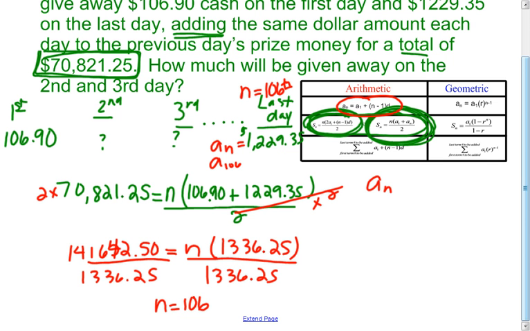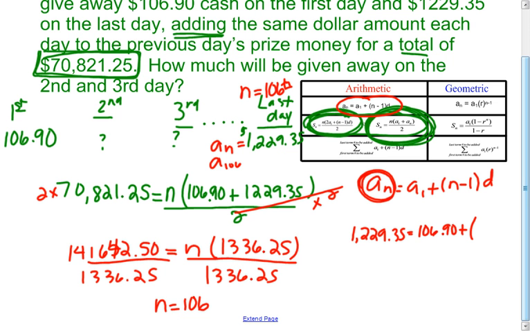So I'm using this formula now. Again, what you want to plug in here is the value that's plugged into a certain spot on your thing. So I know that the last term is $1,229.35. And I know that the first term is 106.90. And I know that this number right here is in the 106th spot. So I can put 106 in for n and then solve that for d.